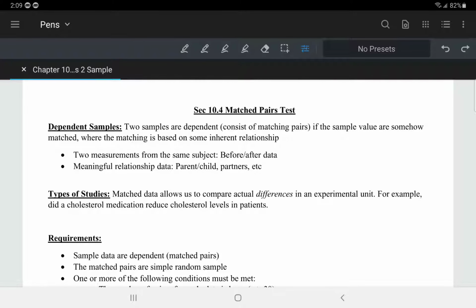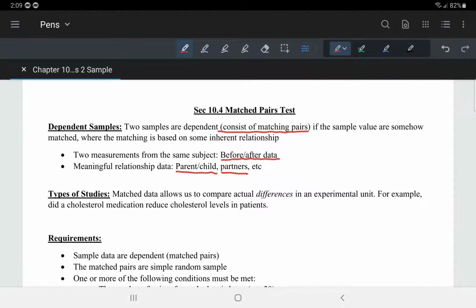In this section, we can talk about the matched pairs test, and that will happen when we have a set of data and the sample data is actually dependent. That is, they will consist of matched pairs, and that happens when the values are somehow matched or based upon some inherent relationship. A very common one is if you take two measurements from the same subject, for example, before and after data, or there can be meaningful relationship data between a parent and a child or between partners.